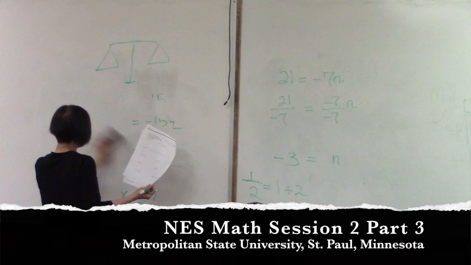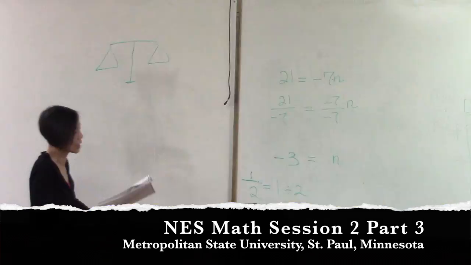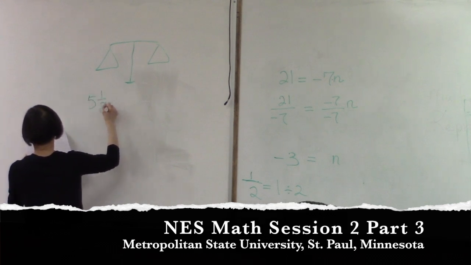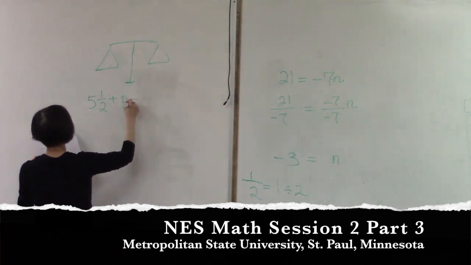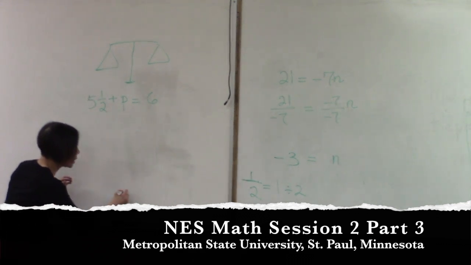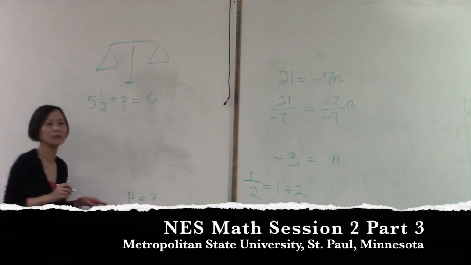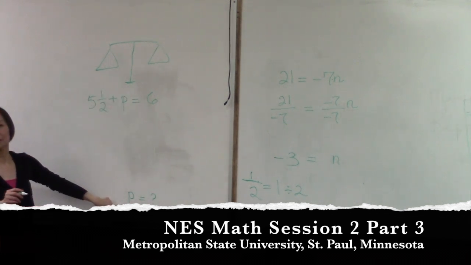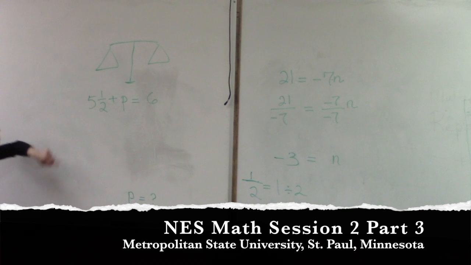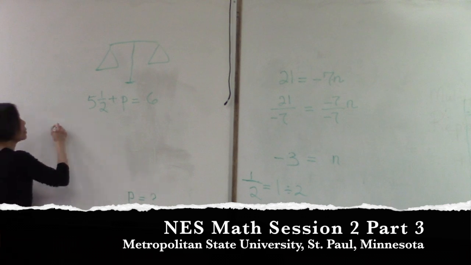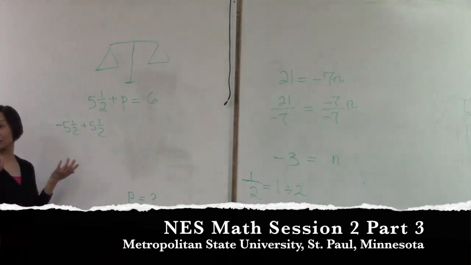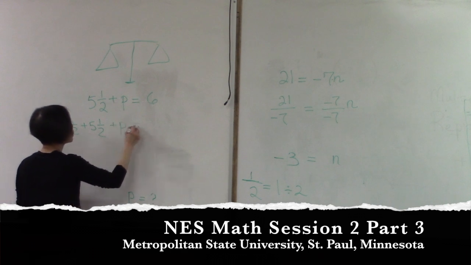This is still balanced. Just because they are fractions, we don't have to be scared of them, okay? Let's do number 1: 5 1/2 plus P equals 6. We are isolating P, so already in my mind, I need to get from here to here. So what do I do to make it into P equals something? Minus 5 1/2. Yes, so I would subtract 5 1/2 from both sides: -5 1/2 plus 5 1/2 gets to 0, plus P equals 6.